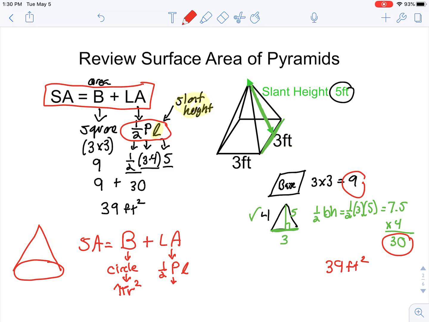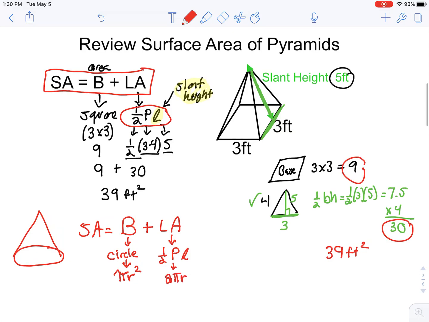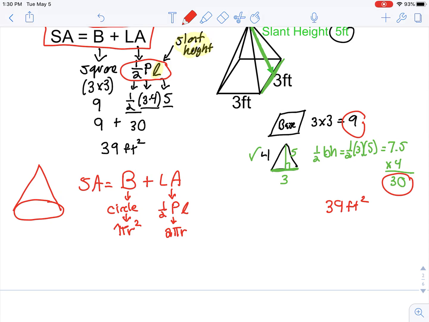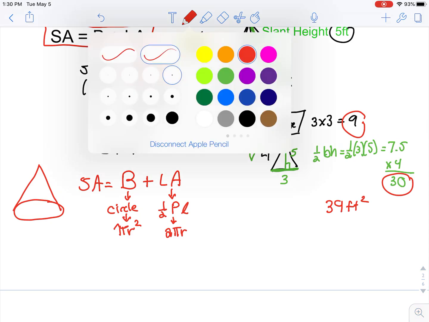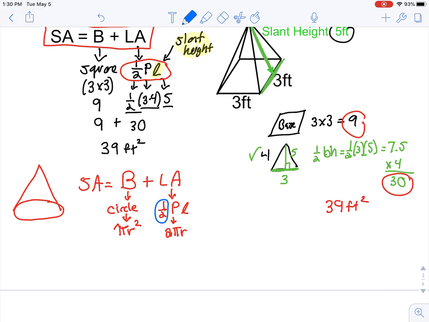But in a cone, the perimeter would actually become the circumference, and the circumference of a circle is 2 pi r. So if we take this formula, we multiply the 1/2 times the 2 pi r times the slant height. So 1/2 times 2 pi r times slant height. By doing a little simplifying, 1/2 times 2 becomes 1. We're left with a lateral area of pi r L.